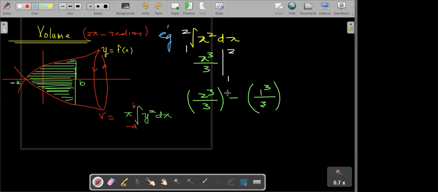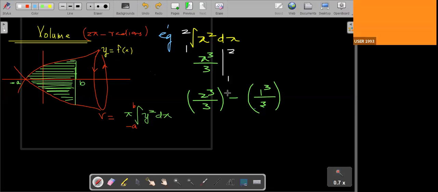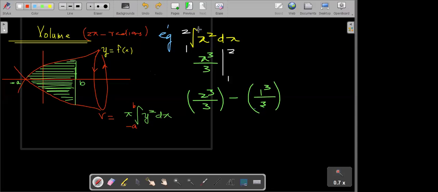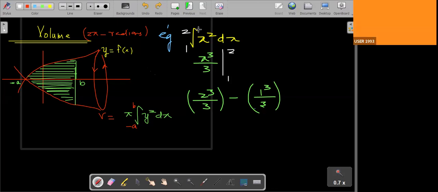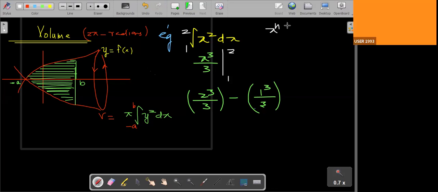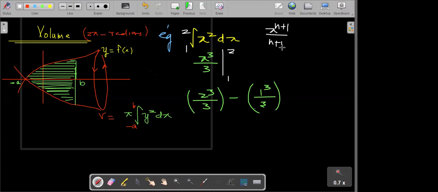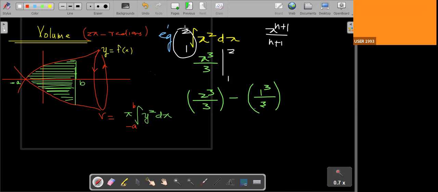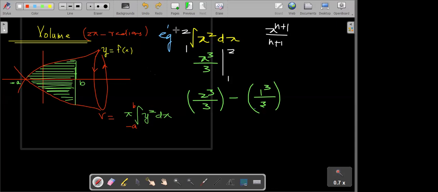Why do we get x cubed over 3? It's the integration of x squared: x to the power 2 plus 1 over 2 plus 1, which is x to the power 3 over 3. Do you get the rule? N plus 1, yes. Here we don't have to put a c because it's a definite integral. Any questions? No. I'll just copy down the graph as well. Okay.